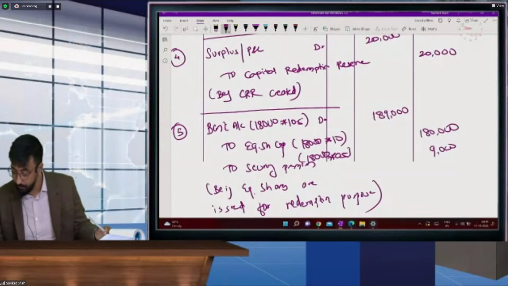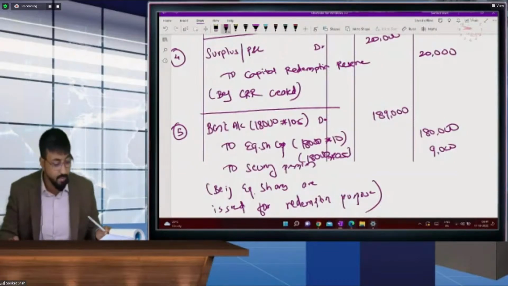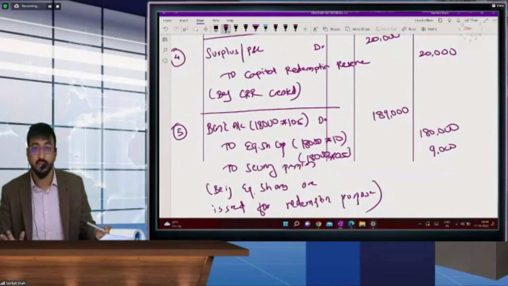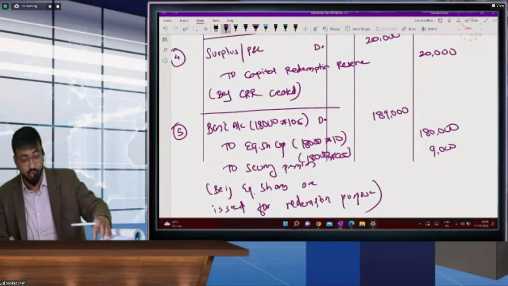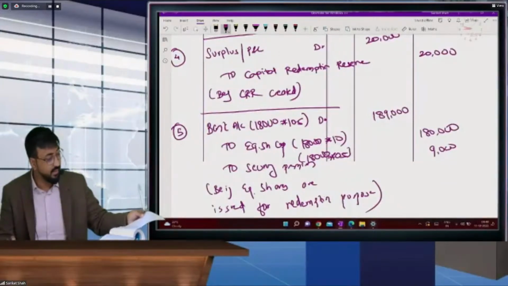Okay. No, beta, security premium cannot be used. As per accounting standard, security premium cannot be used. Please make sure that security premium cannot be used for this purpose. So this is the correct entries now. Okay. Chalo. Next one.